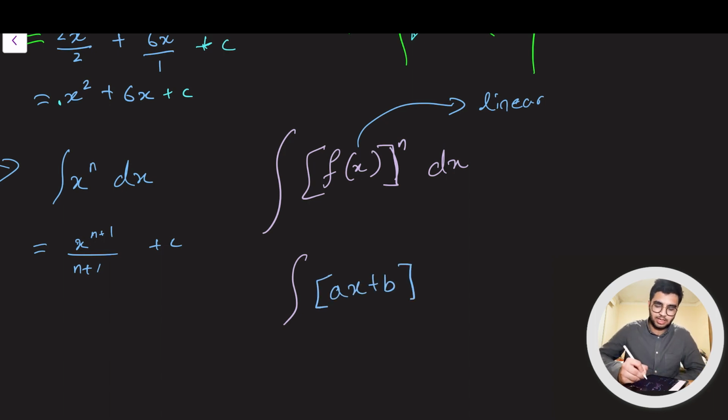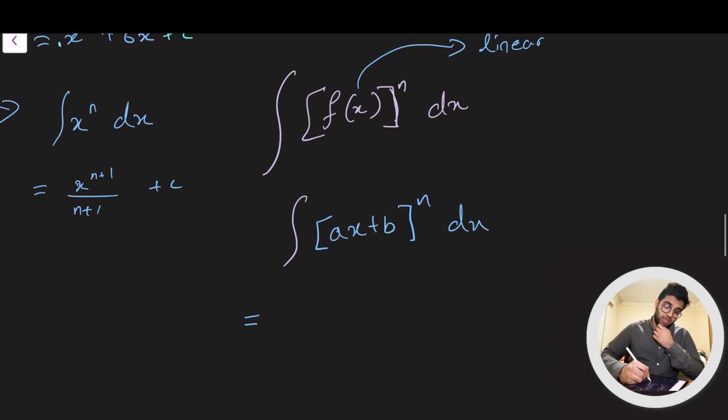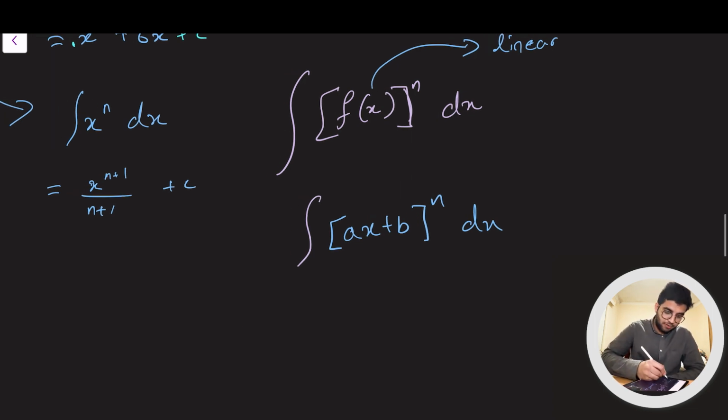Okay, ax plus b. That a can be anything, b can be anything, and that captures every single linear function. Now when we try to integrate that, well, we don't know it directly, do we? What we do know is, if you have something to the power of n, you can try this, and if it works, it works. For x to the n, it works.